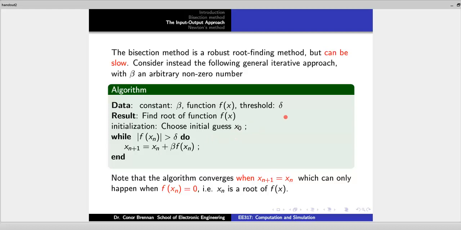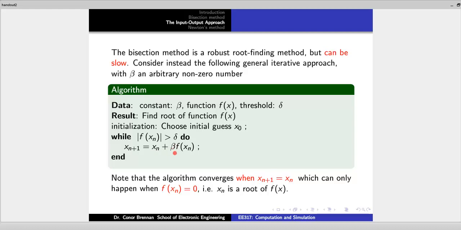How do you go from x0 to x1 and x1 to x2 and in general from xn to xn plus 1? It's very simple. You take xn, your present guess, you work out the function value at xn, which is f of xn. You multiply that by some number beta, and we'll discuss that in a second. You add that to xn, and that generates your next guess, okay? And hopefully, if you've done right, your next guess, xn plus 1, will be better than your previous guess, xn.